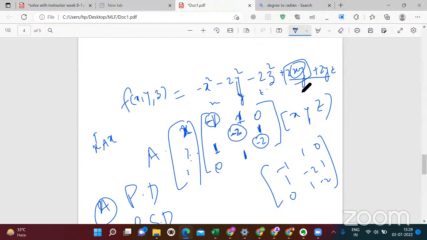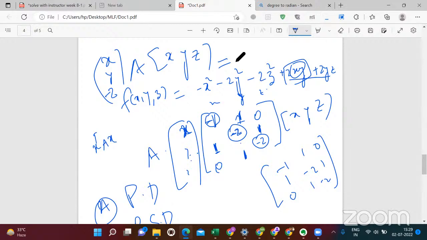Did you get the point? If you try to multiply x, y, z with this A matrix, and then x, y, z, you should get this expression after multiplying. So you can convert by this method also. This type of problem was there in the quiz, so I just discussed it because you should not get any issue in solving this type of problem in the exam.